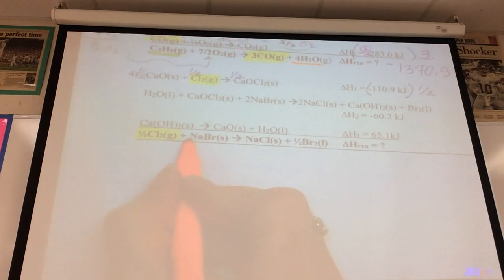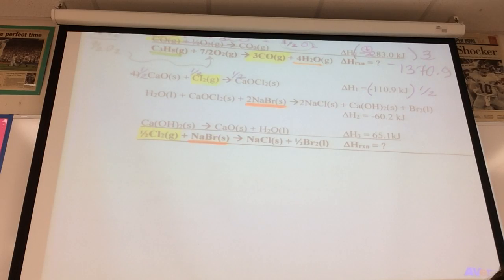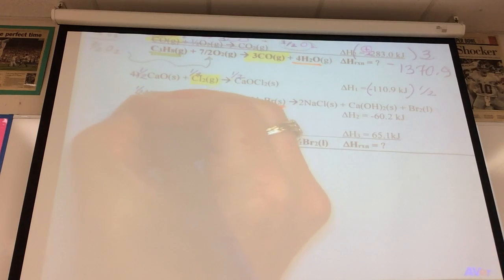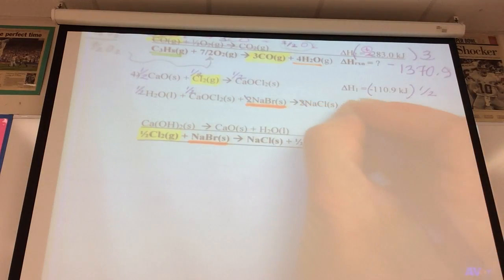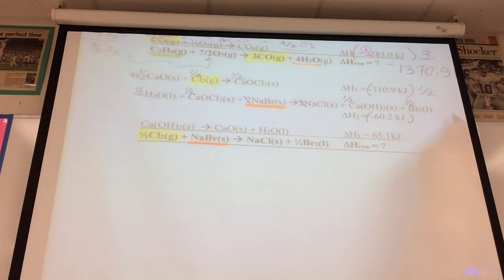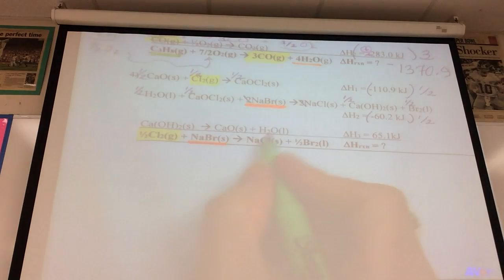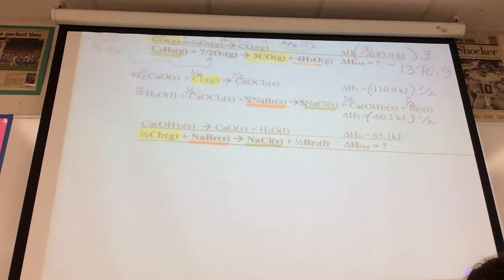Now we've got 1 sodium bromide, which is here. Should we flip it? Nah. Should we multiply it? By what? So we've got 1/2, 1/2. 1/2 times 2 is 1. 1, 1/2, 1/2. And so we should multiply this by 1/2. Okay? Sodium chloride. Looks like we took care of that already.